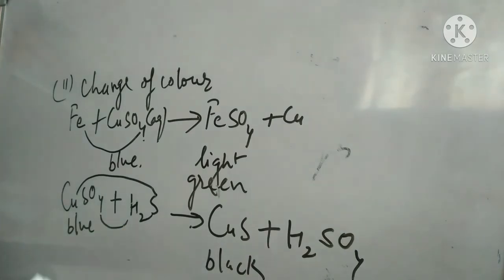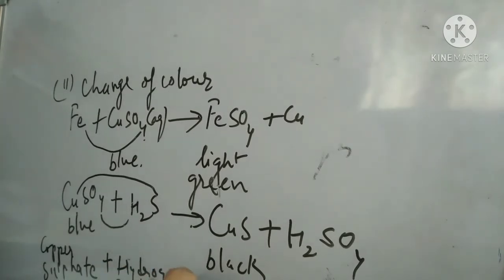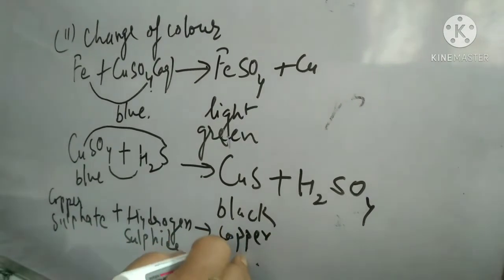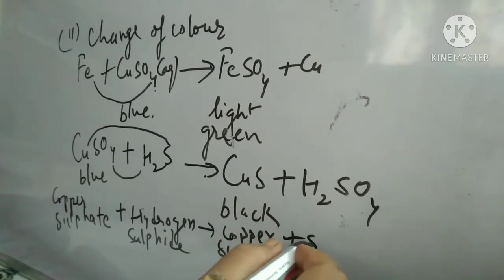Now coming to the next, that is formation of precipitate. In the word equation form, we can write it as copper sulfate plus hydrogen sulfide resulting in the formation of copper sulfide, that is black in color, plus sulfuric acid.